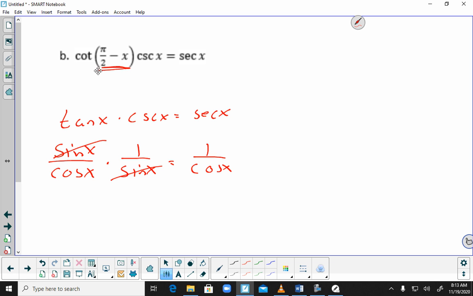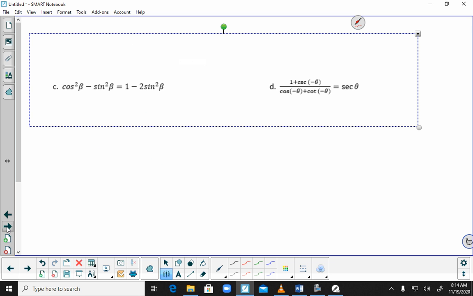Here I can see the sine of x simplifies, so I have 1 over cosine of x is equal to 1 over cosine of x. Remember, there are different ways of doing this. You could have kept the secant the same and then just rewrote this as secant. Still, as long as the left side looks exactly like the right side when you're done.